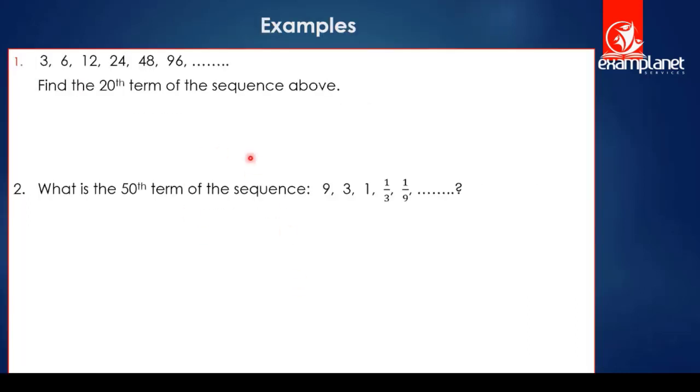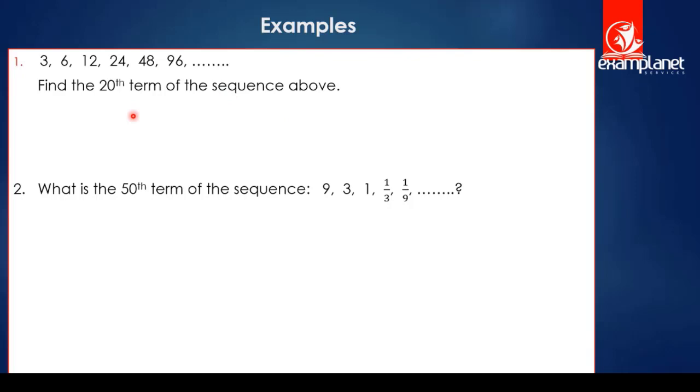Now let's see these two examples quickly on how we can find a member of a sequence with a common ratio. So example 1 says we have 3, 6, 12, 24, 48, 96, and so on. Now it says find the 20th term of the sequence above.